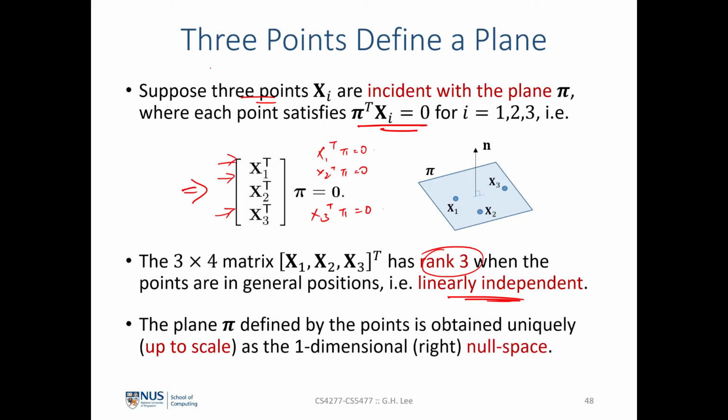Since this equals 0, this is equivalent to a homogeneous linear equation. It's a 3 by 4 matrix multiplied by a 4 by 1 vector equals 0. So this is equivalent to the famous equation in linear algebra, the homogeneous linear equation Ax = 0. So to solve for x here in the null space, I need to solve for the right null space of A, and this can be uniquely obtained since it has a rank of 3.